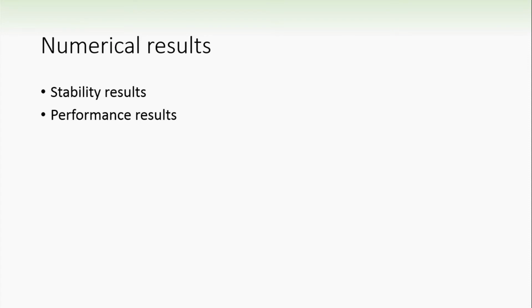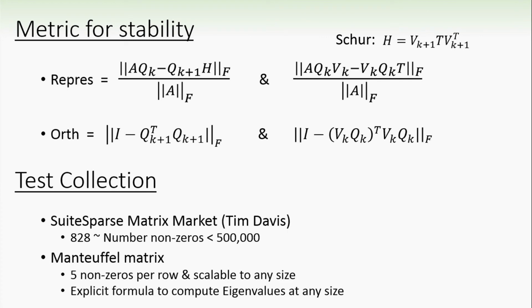And then for numerical results, I've done a lot of numerical results, and I'm just going to give you some today, but we've done a lot through Matrix Market and specifically this one Manteuffel matrix. So first, our metrics for stability: we look at both the Arnoldi representativity as well as the orthogonality generated by those vectors. And then we also construct the Schur form of that Hessenberg matrix through LAPACK's DGEES and check the Arnoldi representativity of that along with its orthogonality.